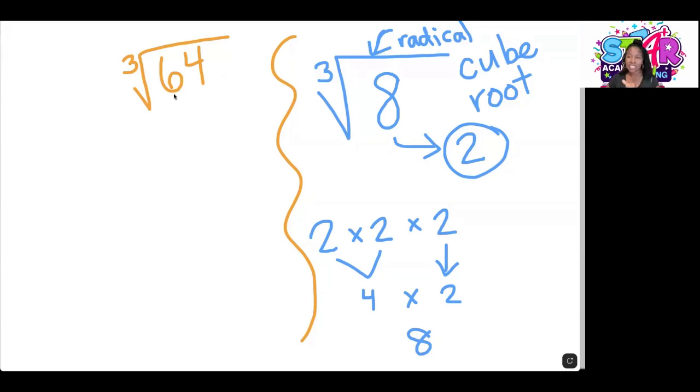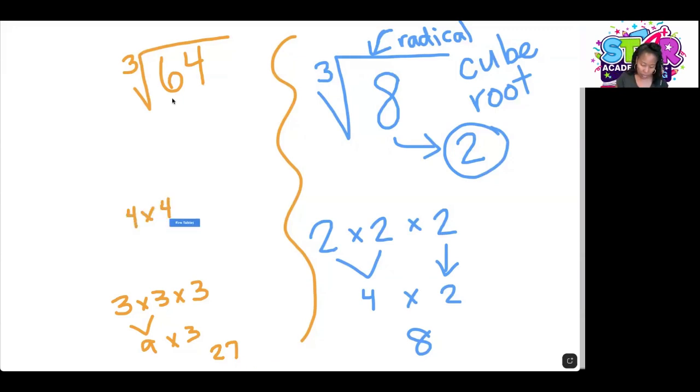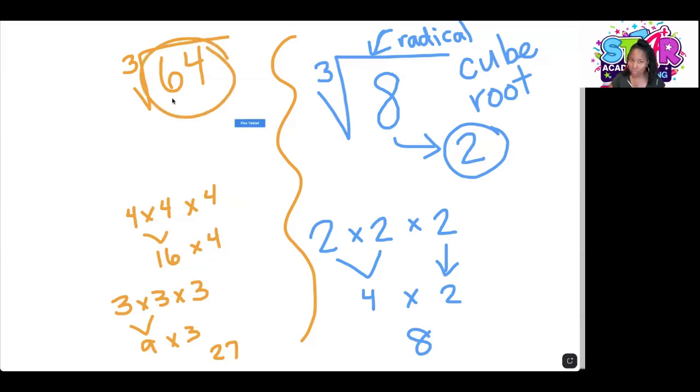Well, I just did 2 times 2 times 2, and that was 8. What's 3 times 3 times 3? Well, 3 times 3 times 3, that's 9 times 3, which is 27. So that's not going to work. So let's keep going. 4 times 4 times 4. Well, wait a minute. 4 times 4 is 16. And then 16 times 4 is 64. So that means the cube root of 64 is 4.